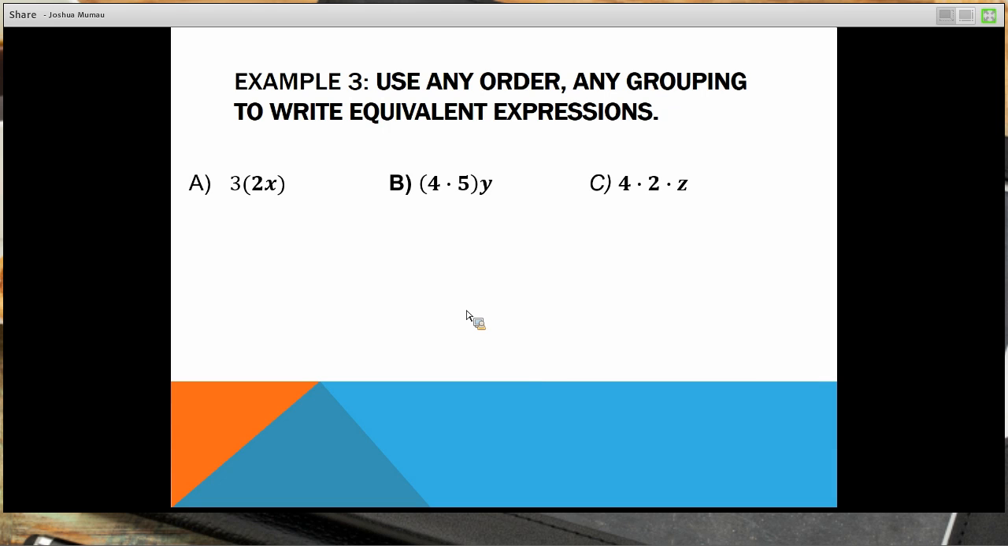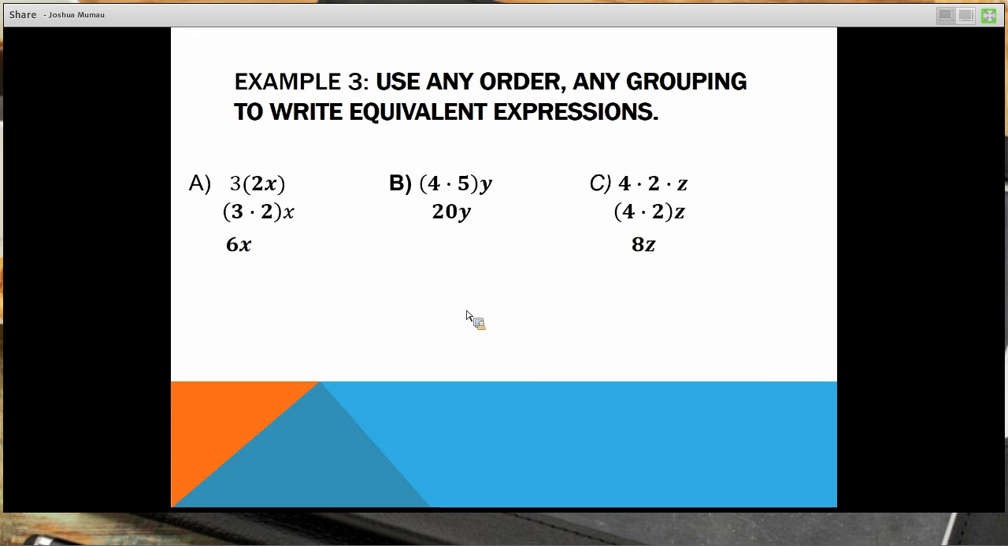Let's check our answers. Well, first, for part A, our main focus is 3 times 2. For part B, 4 times 5, it was already grouped. That becomes 20. We have 20y. So for part B, we're done. 20y is our answer. For part C, we want to focus our attention on 4 times 2. So for parts A and C, for A, 3 times 2 is 6, so 6x is our answer. And then for C, 4 times 2 is 8, 8z is our answer.